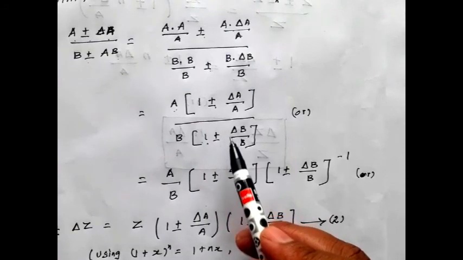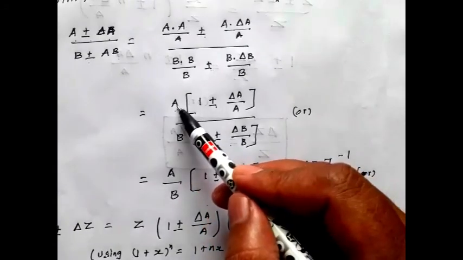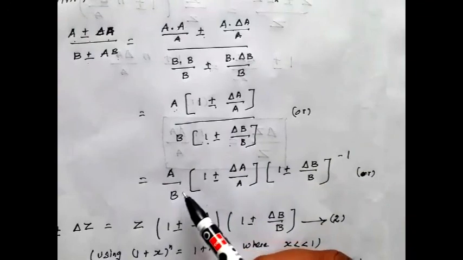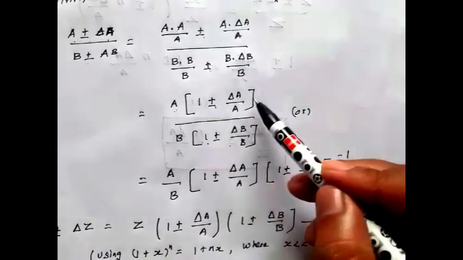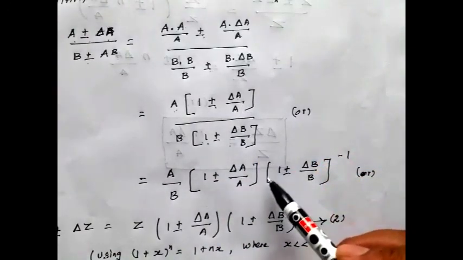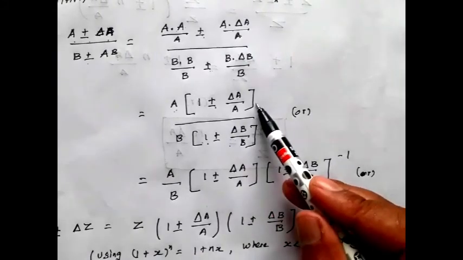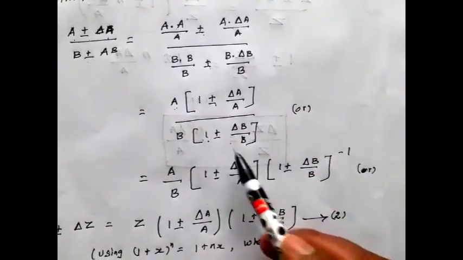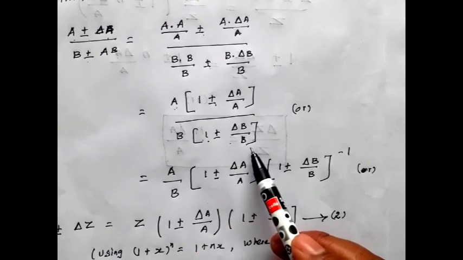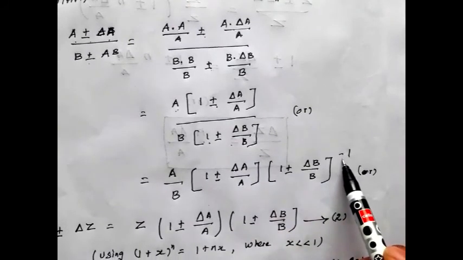Are you able to understand? Yes. Then we write A by B. So 1 plus or minus del A by A, into the term in the division, we bring it to the top. So what happens? 1 plus or minus del B by B, we put it in inverse.